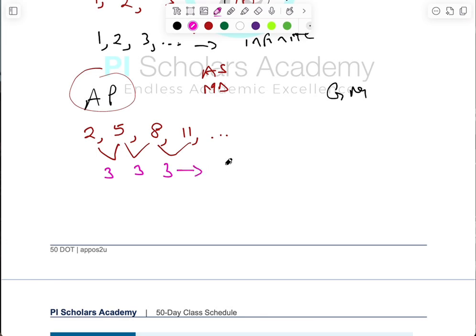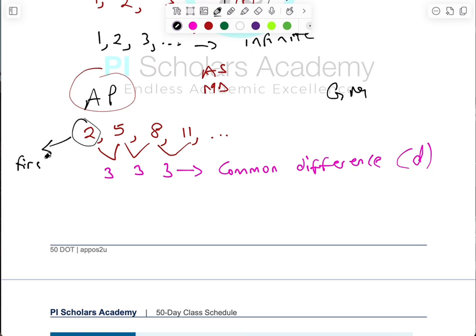And this common value is what is called their common difference. And we denote that with a D. This 2 here is denoted as the first term, and we denote that as A. Sometimes some people like to denote it as A1. That is not our problem in this case.